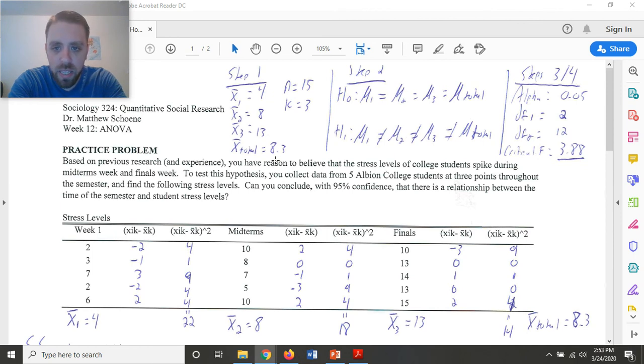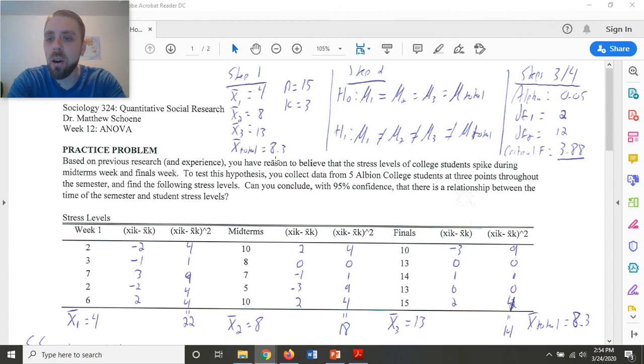So you could have written this in like that, or you could have written this by saying there is a significant relationship between time of the semester and student stress levels. That would have been the alternate hypothesis. Or for the null, you could say there is no significant difference or relationship between time of the semester and student stress levels.